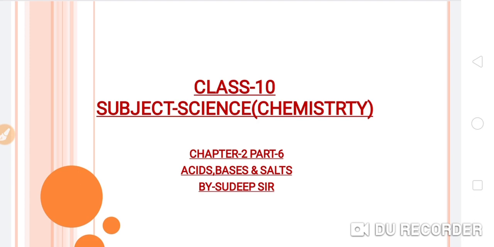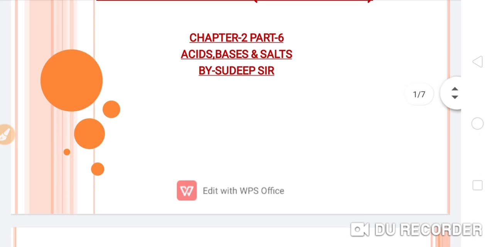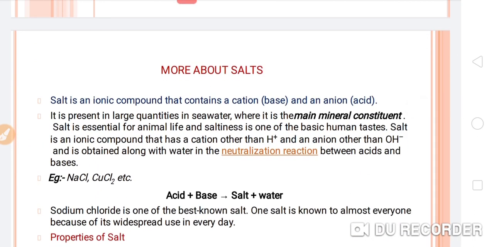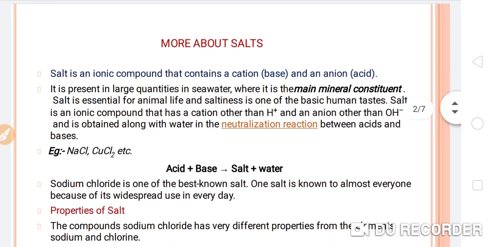And in this chapter I am going to discuss with you salts and the classification of salts. So let's start, students. The first topic which we are going to discuss is more about salts. Salt is an ionic compound that contains a cation, that is a base, and an anion, that is an acid. It is present in large quantities in seawater, where it is the main mineral constituent.